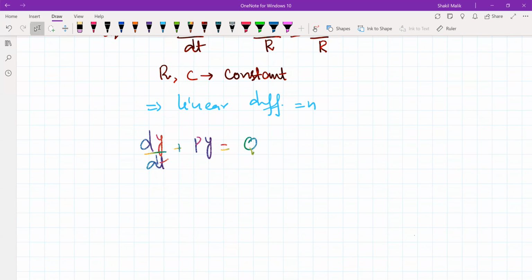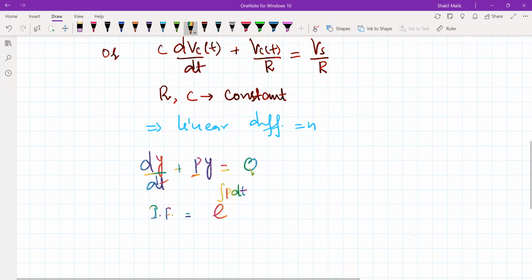So what we do is multiply this equation, both sides, by the integrating factor. What's an integrating factor? The integrating factor of this linear differential equation is equal to e raised to the power integral p dt. What's p? p is this.